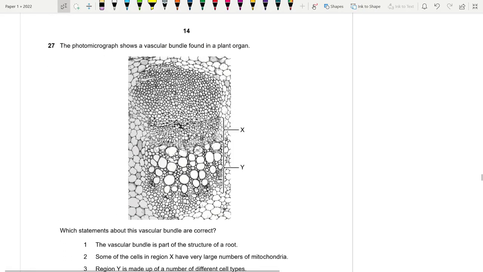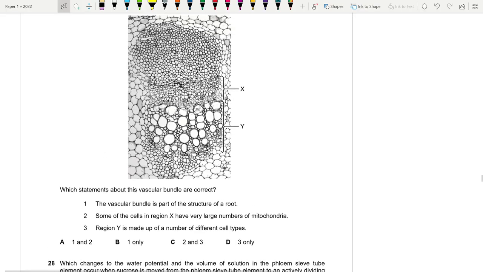This is not a root, guys. This is not a root. No way, no way. One is wrong, because in the root I just showed you, it's a star-like structure. The xylem is over here, and phloem is in these sections over here. So this is not a root.